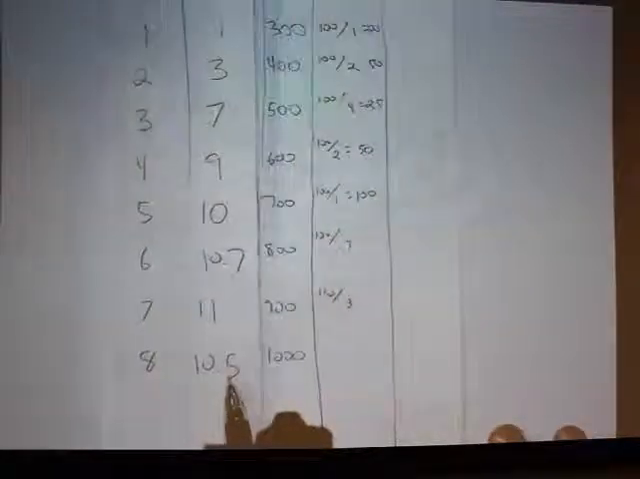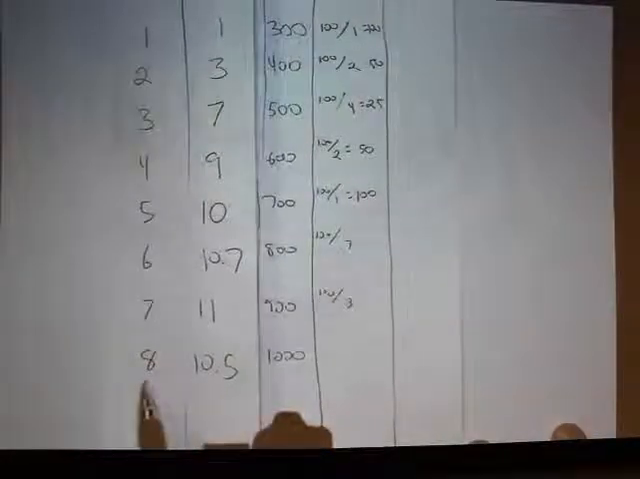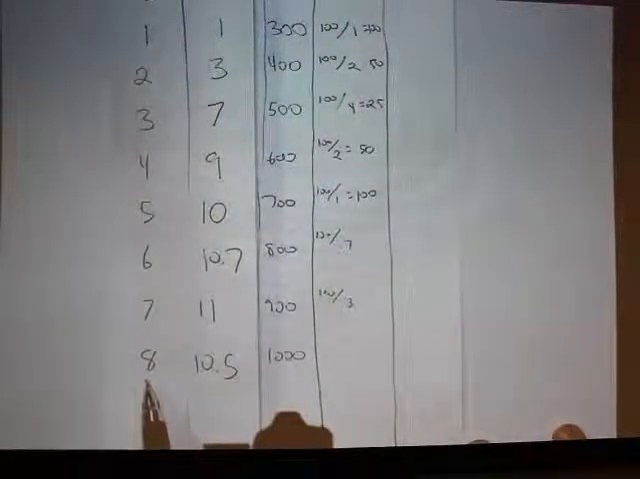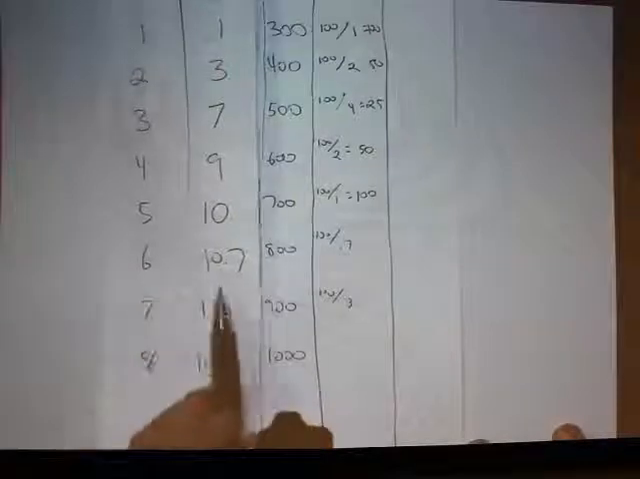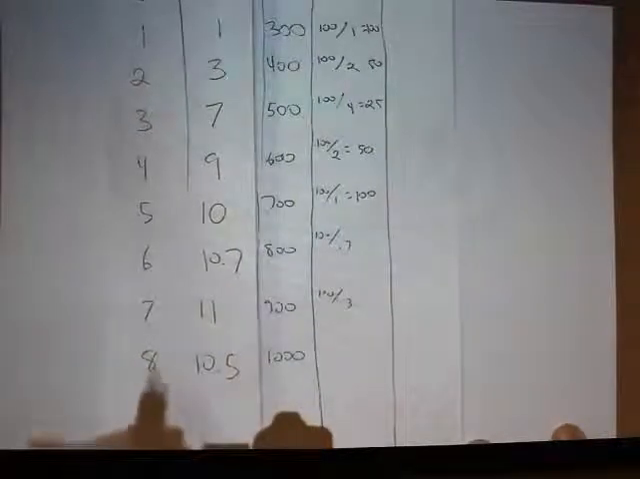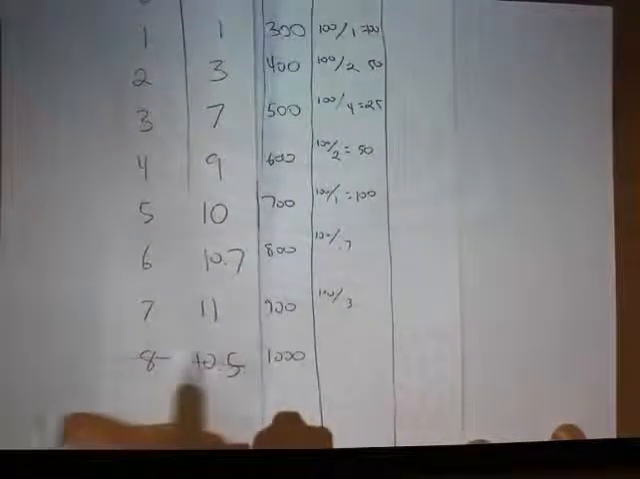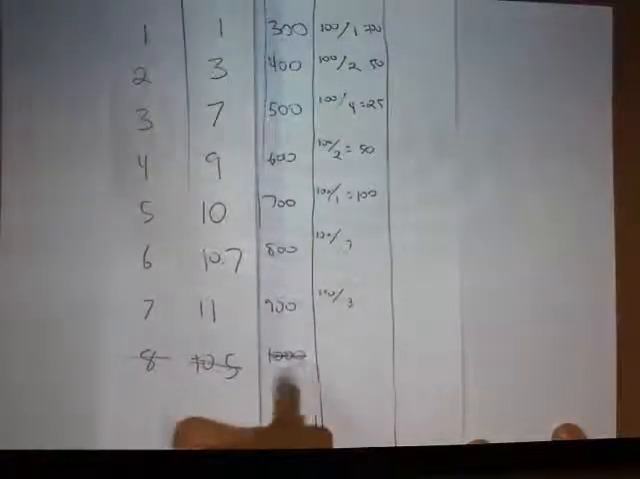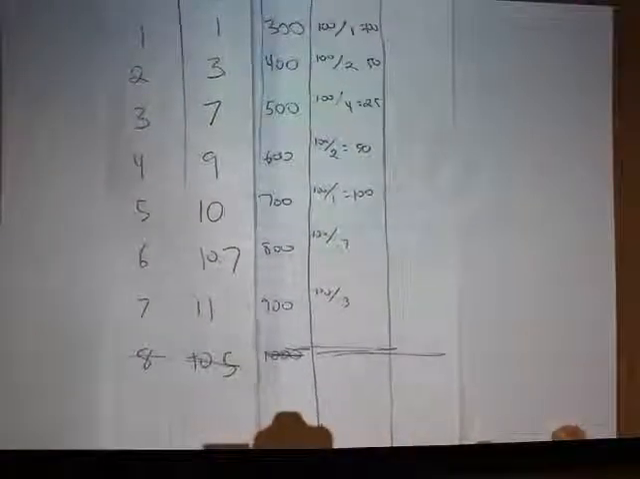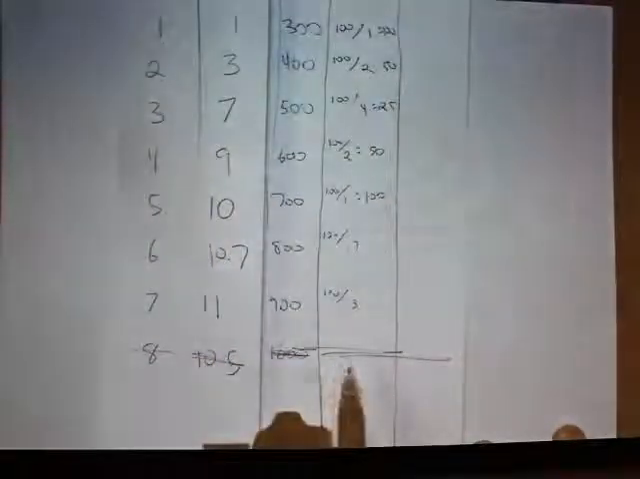If we wanted to produce 10.5 units, would we hire 8 workers? No, we would hire 6 workers and get 10.7, right? So this worker will never get a job. We will never be associated with this. So we don't have to even consider this. Okay, so we calculated marginal cost.